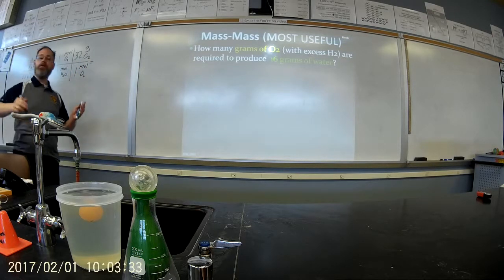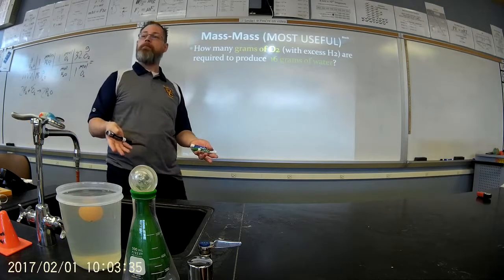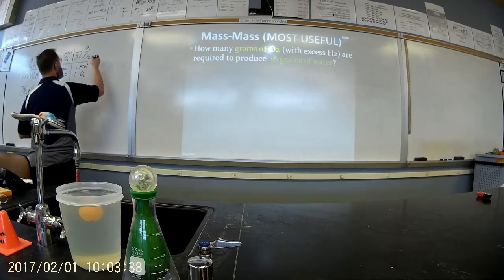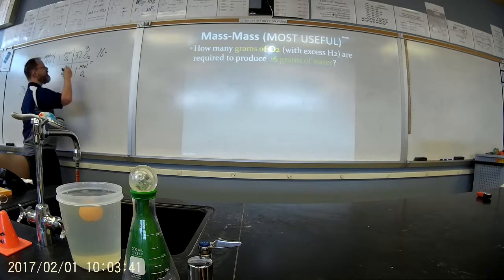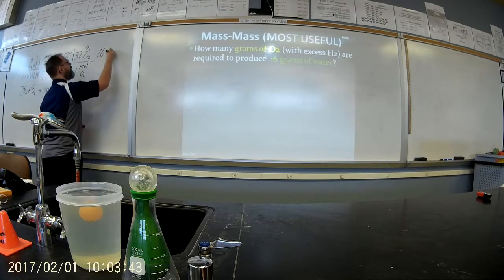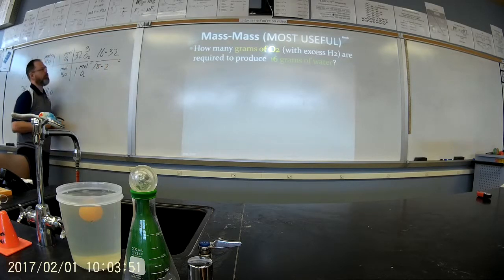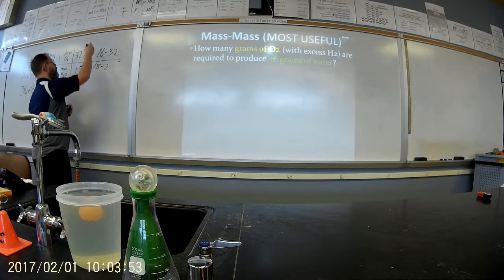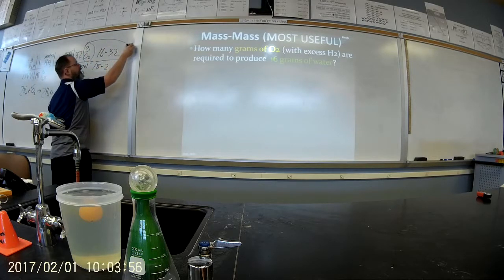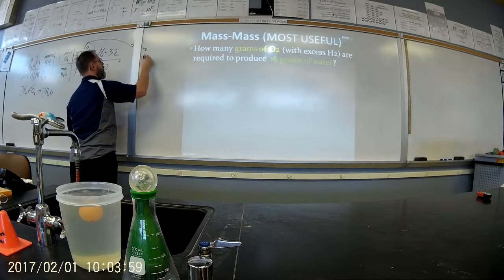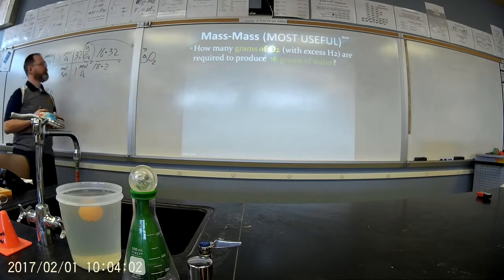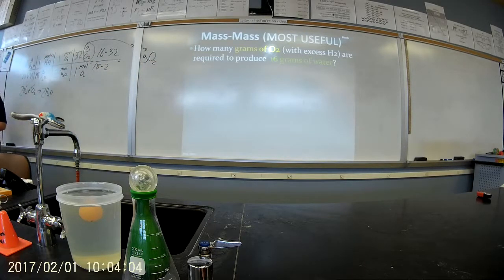And now that we have the unit we want, we can do our math. Our math will simply be 16 times 32 divided by 18 times 2, whatever that happens to be. And the unit, when we do all this, will be whatever unit is left over, that's going to be the unit of our answer. In this case, grams O2. I don't know how much that is, you tell me. 14.2. Is that right?